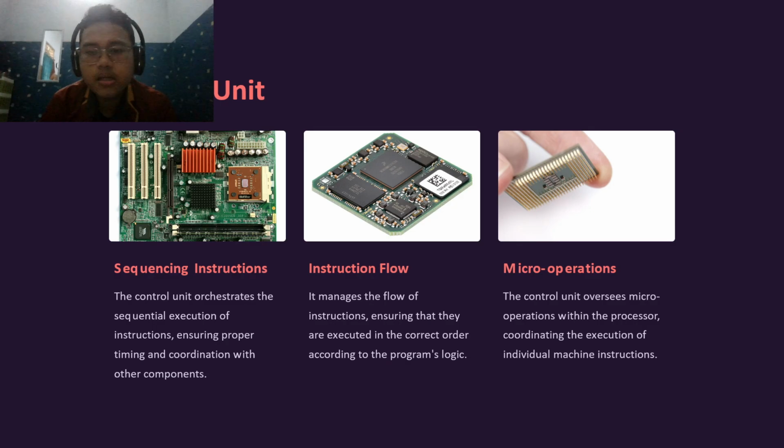And the next one is micro operation. The control unit oversees micro operations within the processor, coordinating the execution of individual machine instructions. So there are three: sequencing instruction, instruction flow, and micro operation within the control unit.